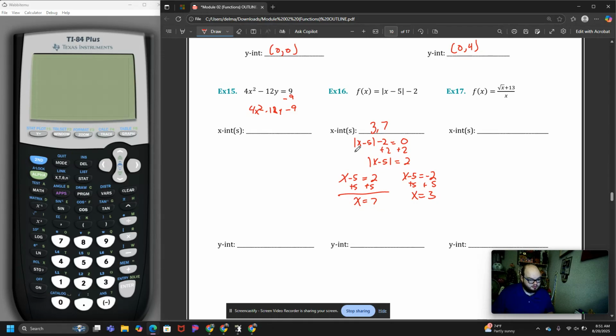For this one, you're replacing x with 0. So 0 minus 5 minus 2. That's what? Negative 5. But the absolute value turns everything positive. So it's 5 minus 2, which is 3.